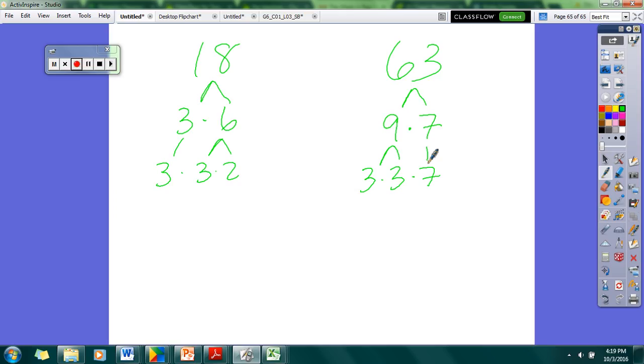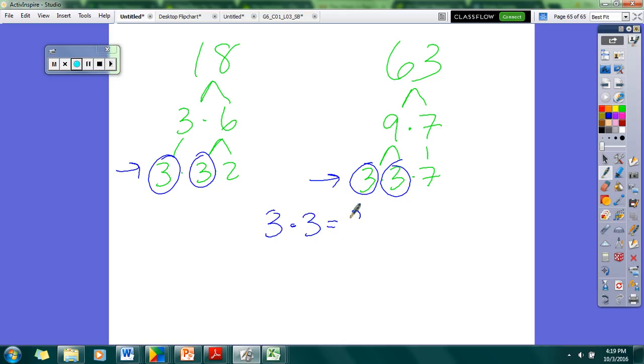The first thing I'm going to do is look at the product of primes. So I'm looking at the bottom line of both numbers. I'm going to look for a number that they have in common. I see that 3 is in common, and I also see that there's another 3 in common. This may be a familiar strategy because this is the greatest common factor.